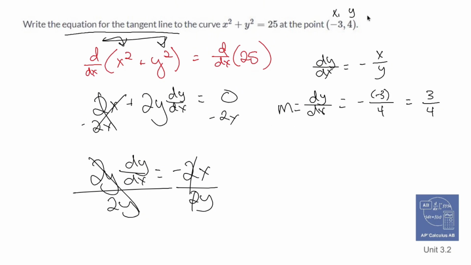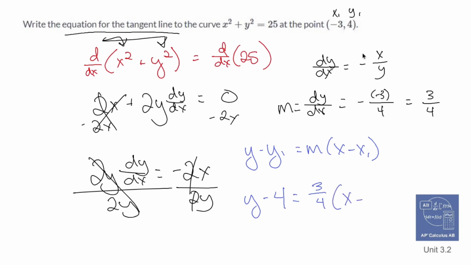If I label you x sub 1, y sub 1, I can now think point-slope thoughts. y minus y sub 1 equals m times the quantity x minus x sub 1. Okay. Plug in 4, so y minus 4 equals 3/4 times x minus x sub 1, which is -3. So minus -3 is going to be +3, so let's save a little bit of time.